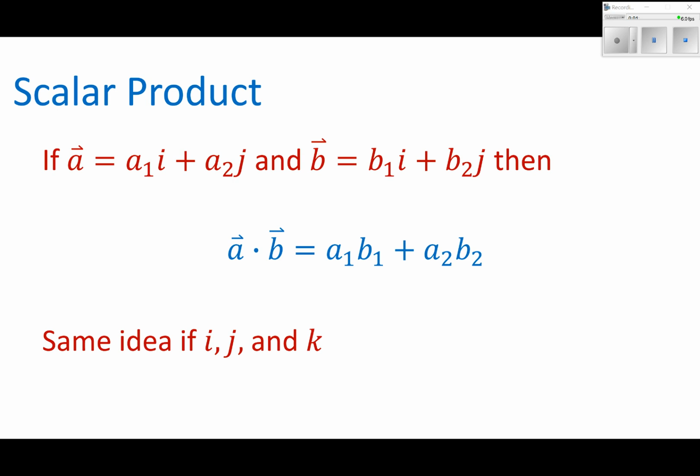Written in vector form, if we had some vector a and the coefficient on i was just a sub 1, the coefficient on j was a sub 2, same thing for vector b, the dot product, and this is the notation for dot product, is simply going to be a1 times b1, because those are the coefficients on i, plus a2 times b2, because those are coefficients on j. We're going to add those together. Same idea if it was a three-dimensional vector and we had some k as a direction piece, then we would take the coefficients on k, multiply those together, and add this to the product.